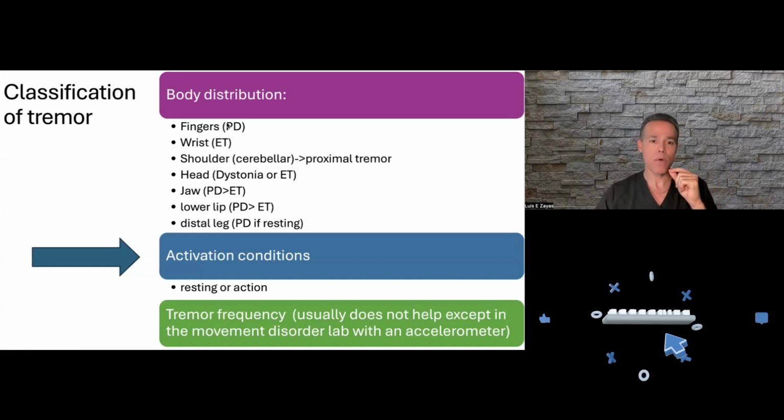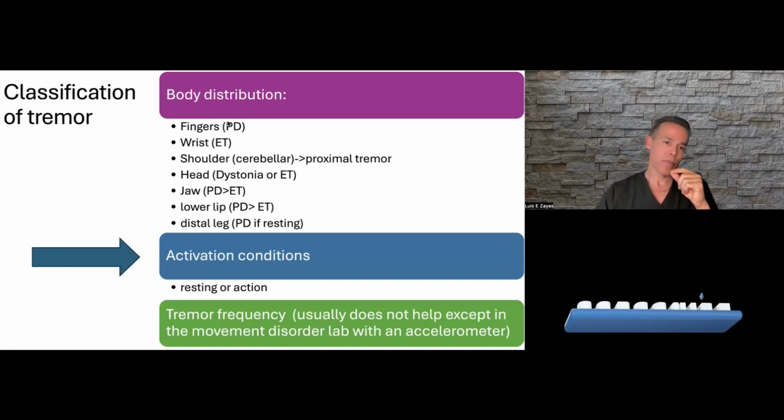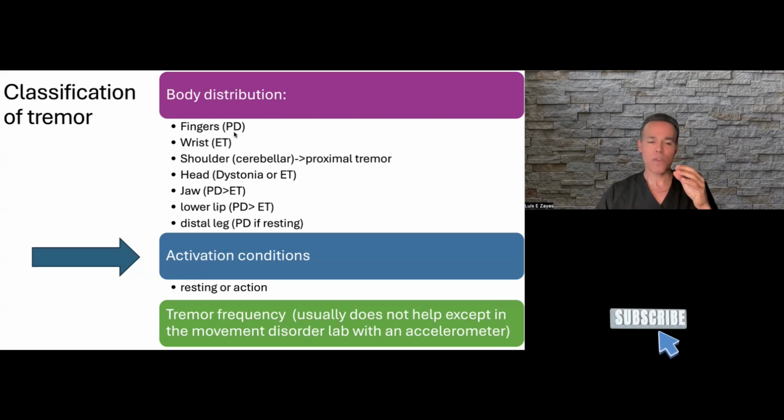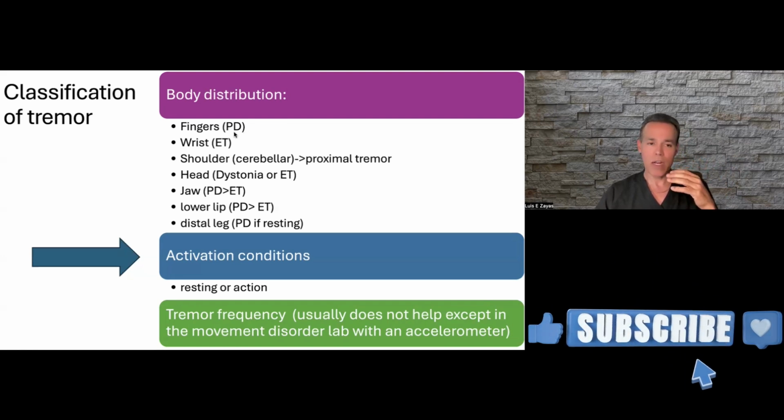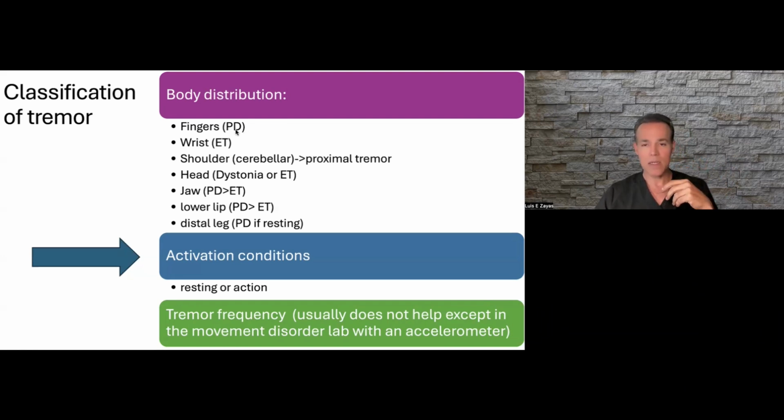And this is why I put here, for example, when you see a patient with finger tremors during resting, it's most likely Parkinson's disease, but not always, okay? The same thing here. When you see a patient with tremors at the level of the wrist, this is more characteristic of essential tremor, but that doesn't mean that the patient has essential tremor. So it's more complex than that.